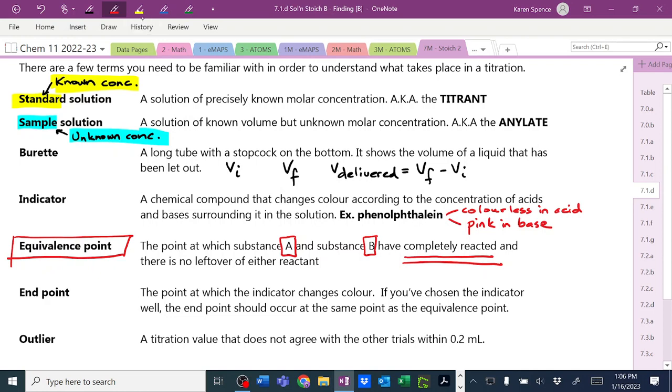The end point, as we just said, is where the indicator changes color. It should match up nicely with the equivalence point. They should be within about a drop of each other, okay?